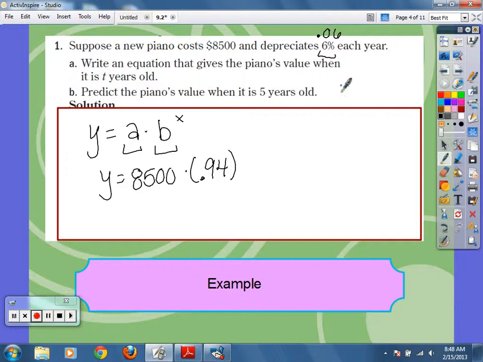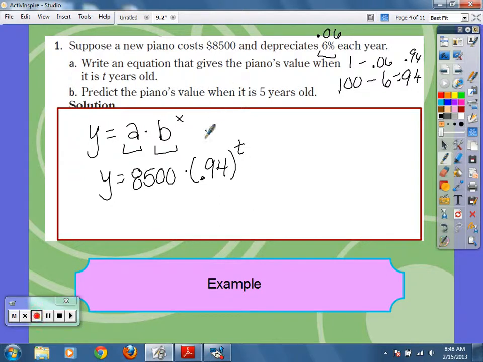So you need to take 100%, or 1, minus the percent 6%, or you could have done 1 minus 0.06 and get 0.94. The growth factor has to be less than 1, yes, but it won't be a ton less than 1 unless it's dropping significantly. Okay, and then we're going to put T in for time.